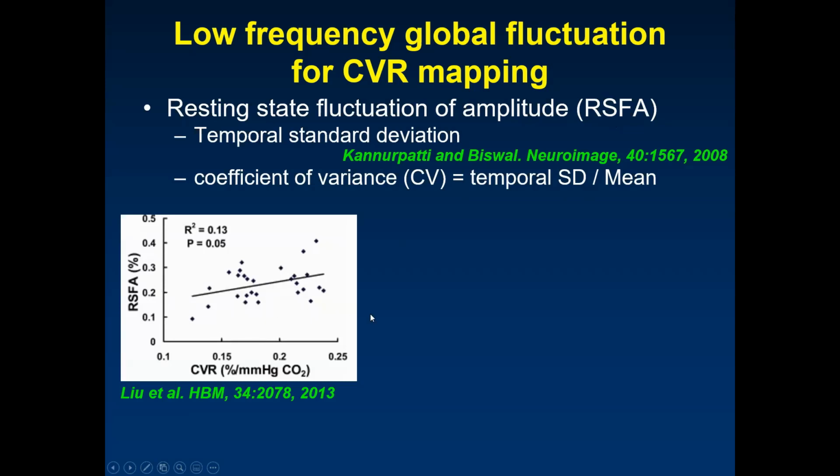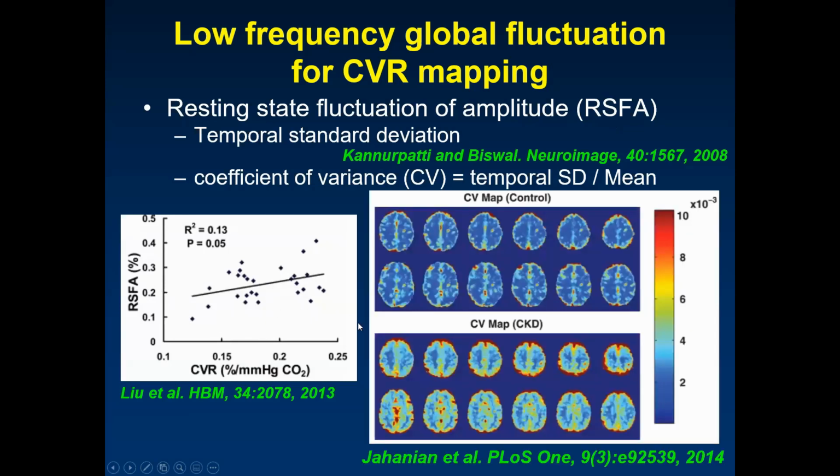And we have previously compared this RSFA and CO2 inhalation measured CVR and showed a significant correlation between these two parameters. And in another study by Dr. Zahachak's group, they calculated the coefficient of variance in a group of controls and a group of patients with chronic kidney disease. And they show that this CV is significantly higher in the patient group than in the control group.